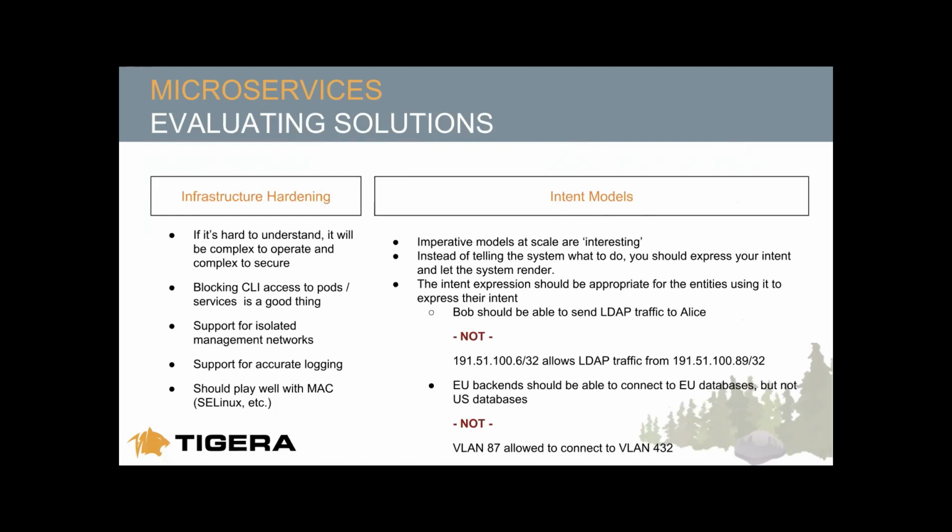Infrastructure hardening. If it's hard to understand, it'll be hard to operate, complex to operate, and complex to secure, which goes against infrastructure hardening. So first of all, the solution's got to be simple. It has to be something that anyone who understands that underlying platform can understand how it works. Blocking CLI access to everything is probably a good idea, going back to the immutability concept. Infrastructure security failures very often come down to somebody trying to fix a problem and thinking, I'll just make this change for a minute or two, and that's all it takes.